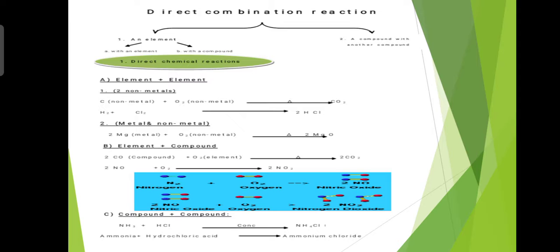Another example for element with compound: nitrogen monoxide, 2NO plus oxygen O2 produces 2NO2. Finally, compound with compound, like ammonia reacting with concentrated hydrochloric acid HCl, produces ammonium chloride NH4Cl as a white cloud.